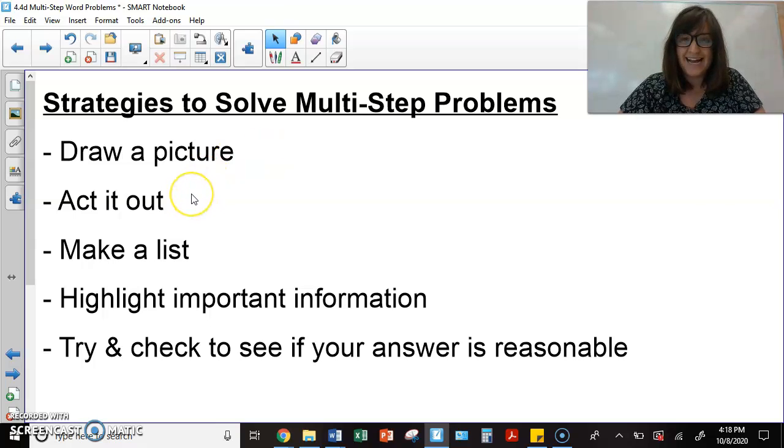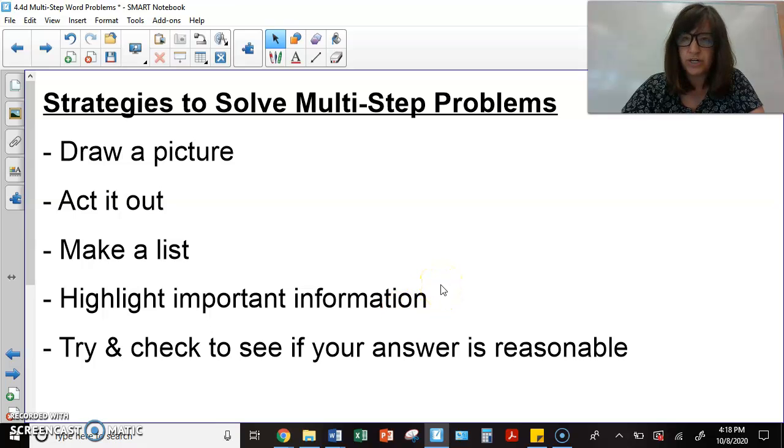You might decide to act it out. Sometimes I do hand motions to kind of think through, okay, this is going here, this is going over here, and I know it seems silly, but that kind of helps me. You could make a list. You could make a list of things you need to know, things that are happening in the problem, what's going away, what's coming in. You can highlight important information in the problem.